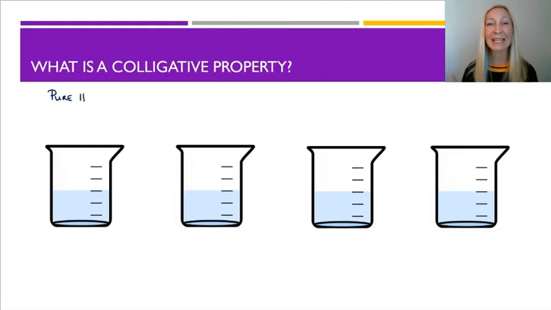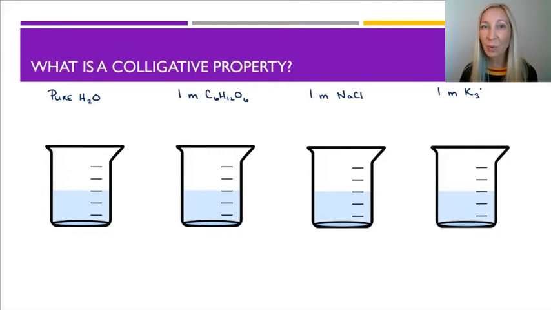Beaker number 1 contains pure water. The second beaker contains a 1 mol solution of glucose. The third beaker contains a 1 mol solution of sodium chloride. And the fourth beaker contains a 1 mol solution of potassium phosphate. Now that we know what's in each beaker, let's take a look at the freezing point of each beaker.